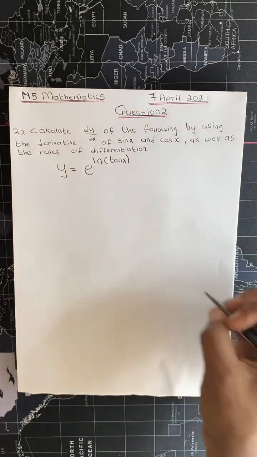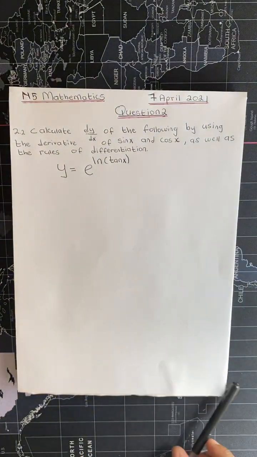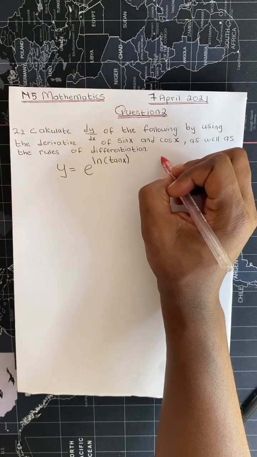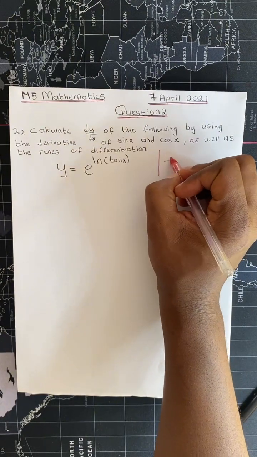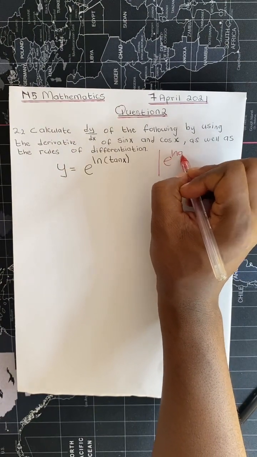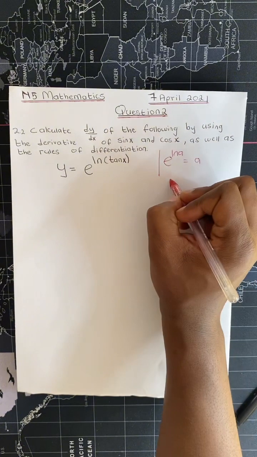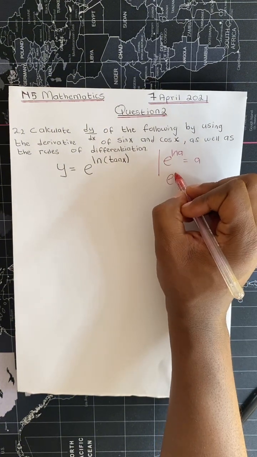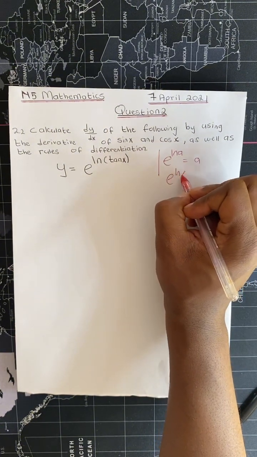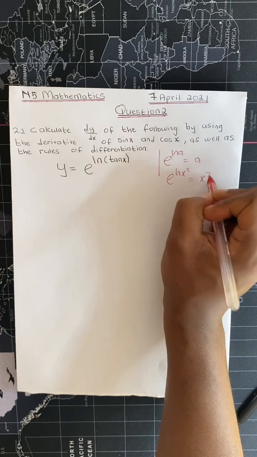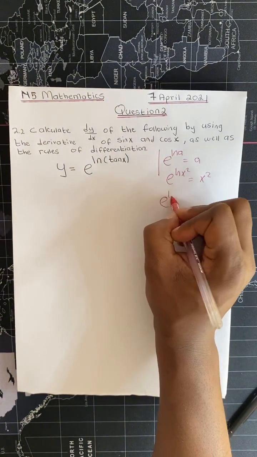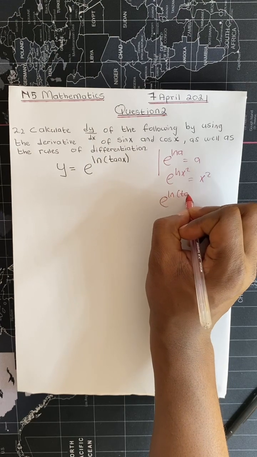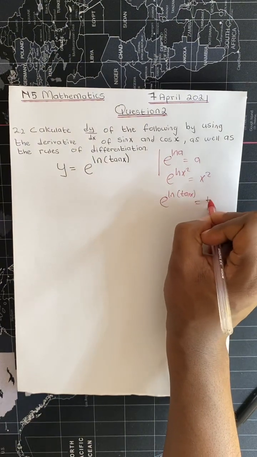Before we can differentiate, we know from our logarithmic laws that if you have e to the power ln of a, this is equal to a. If you have e to the power ln of x squared, this is equal to x squared. So in our case, e to the power ln of tan of x is equal to tan x.